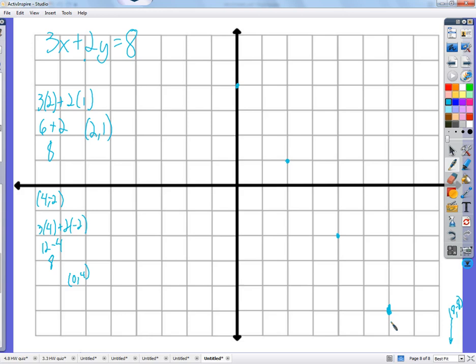These seem all to be solutions? Yes. Why is that? Because they're all on a line. And we suspected that we were going to make a line when we graphed it, and it turns out we're right.